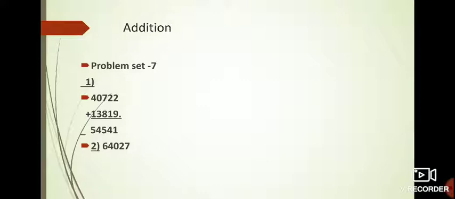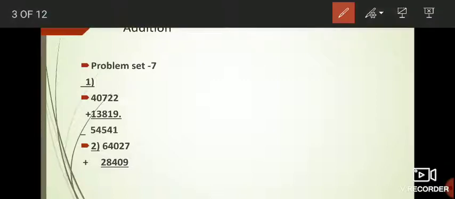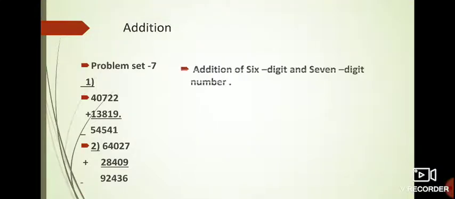See, 64,027 is added with 28,409. Here also we have to do addition. 9 plus 7 is 16. 1 carried over again. 2 plus 1 plus 0 is 3. 4 plus 0, 4. 8 plus 4, 8, 9, 10, 11, 12. 1 is carried over here. 6 plus 2 plus 1, how much, students? 6, 7, 8 and 9. Answer is 94,436. Okay.